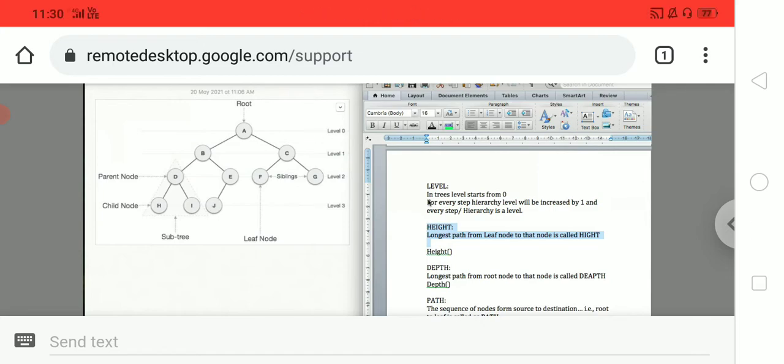That is A to B, B to D, D to H. But the C side will not work, because when comparing the B side and the C side, the B side length is higher. That means the height is higher. So that's why we have to take the B side only. If the C side is more than the B side, then we can count the C side.